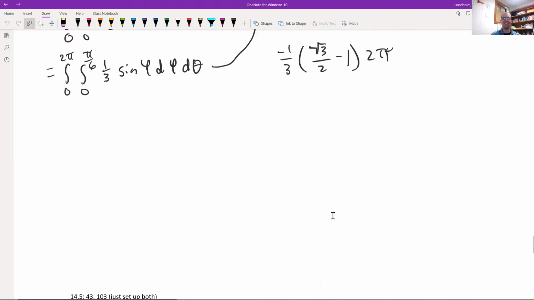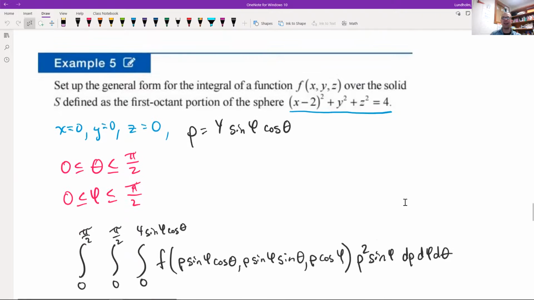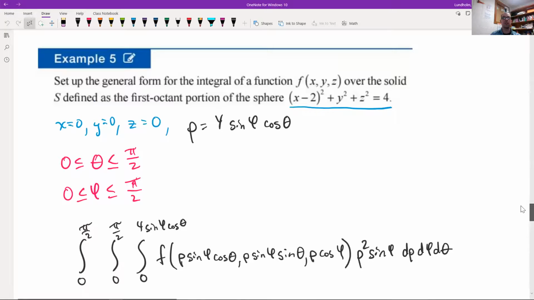Example 5, and then I think there's an example 6, and then we're going to be done. Example number 5, we have to set up the general form for the integral of a function f of x, y, z over a solid defined as the first octant portion of this sphere. Cool. So that first octant portion is going to tell us some stuff about theta. If we're in the first octant, that means we're going to be in the first quadrant of the xy plane. So theta is going to go between 0 and pi halves.